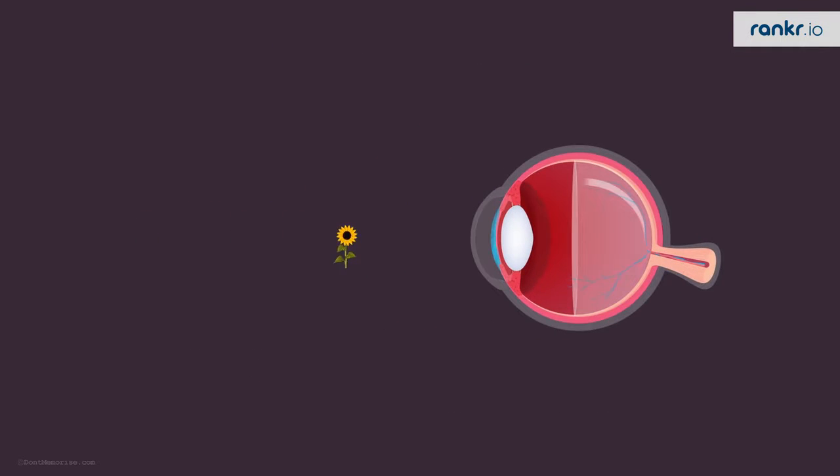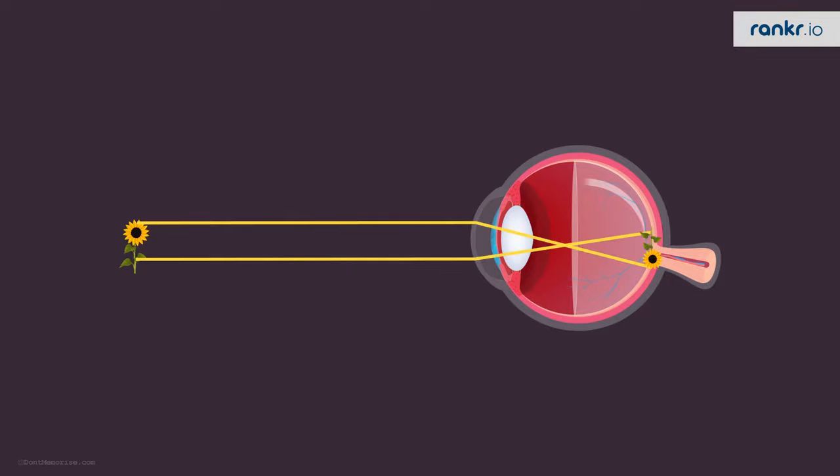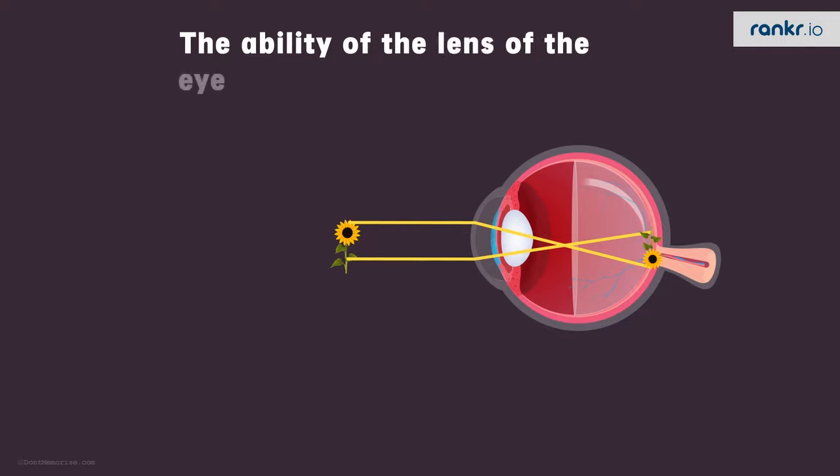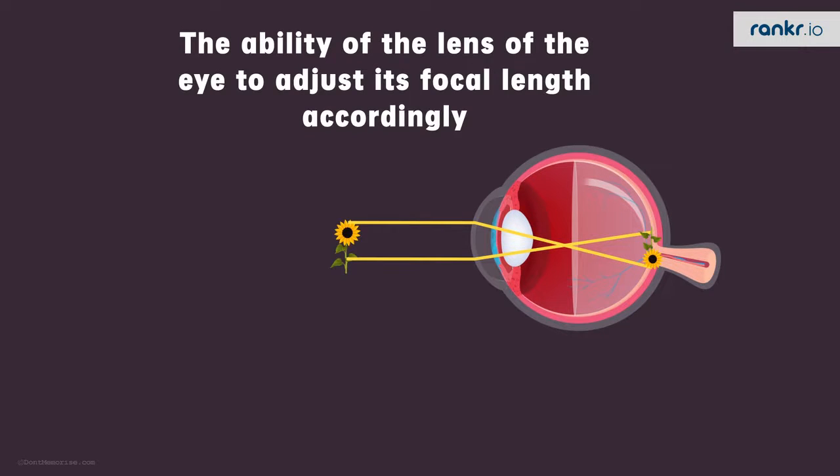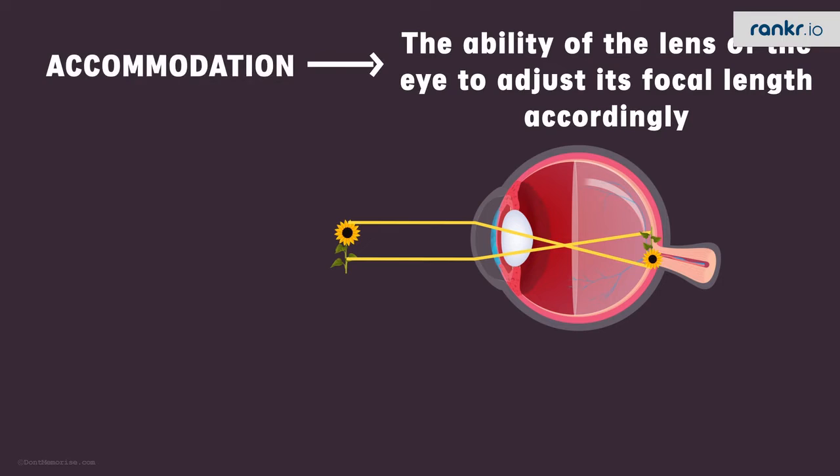So when the object is nearer, the lens increases its thickness to form its image on the retina. For a faraway object, it becomes thin and the image is again formed on the retina. So that's the whole point. By adjusting its shape, the lens makes sure that the image is always formed on the retina only, not in front or behind the retina. The ability of the lens of the eye to adjust its focal length accordingly is called accommodation.